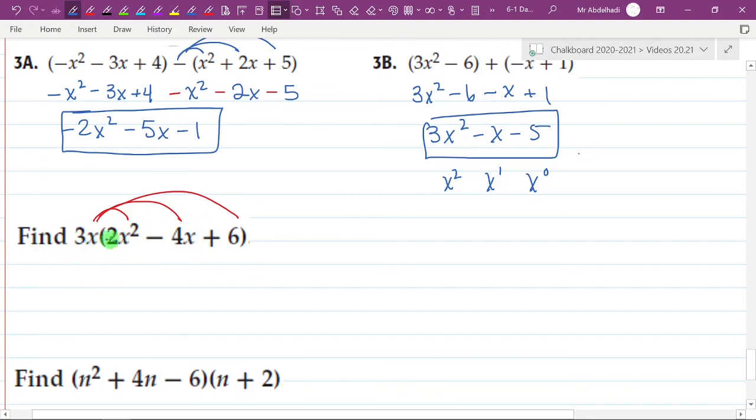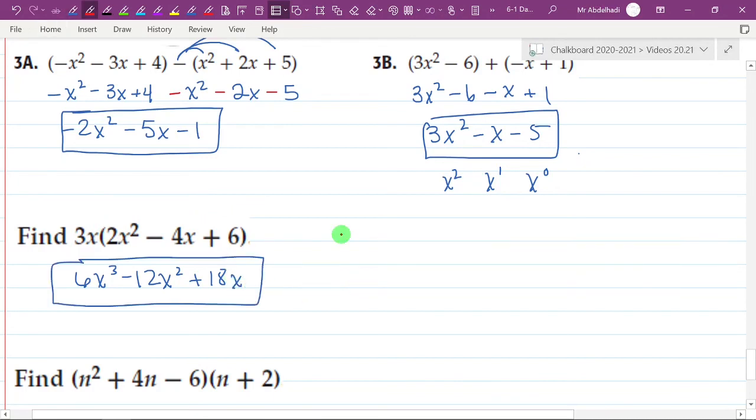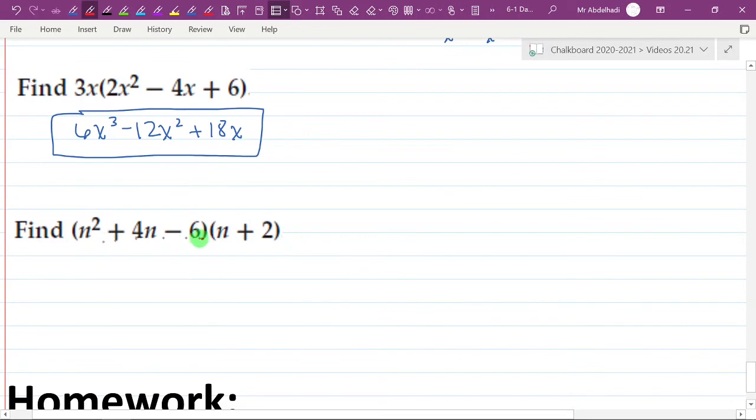And what do we get? 2 times 3 or 3 times 2 is 6. And x to the first times x to the second, you add the powers, you get x to the third. 3x times negative 4x. 3 times negative 4 is negative 12. X to the first times x to the first, you add the powers, you get x to the second. And then 3x times 6. 3 times 6 is 18. X to the first power, x times x to the 0 power. I know it's not written there, but that's an x to the 0 power. And you add the 1 here to the 0 here, you just get x to the 1. So it's just 18x.